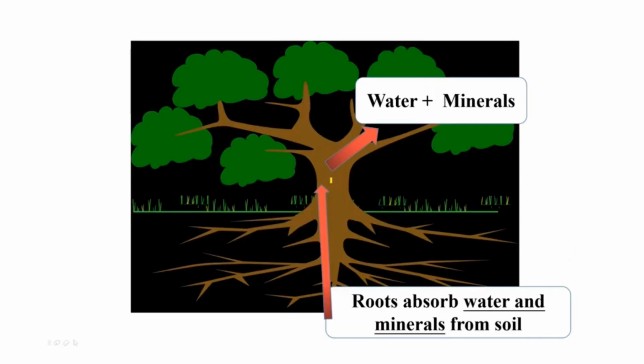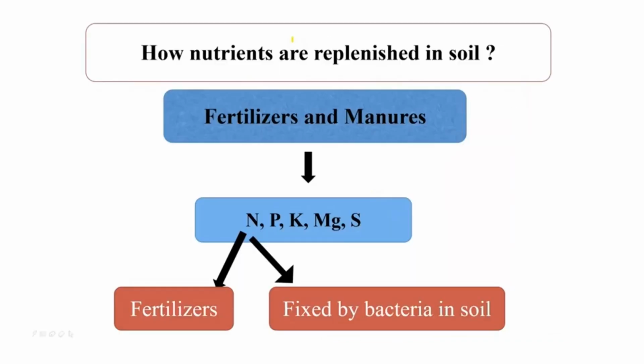As we have already discussed, in plants, roots absorb water and minerals for photosynthesis. Now it's time to understand how nutrients are replenished in the soil. If the plants continue to take up all the nutrients, a day will come when there will be a lack of nutrients, or nutrients will be lost from the soil. So now we will discuss how these nutrients are replenished in the soil.